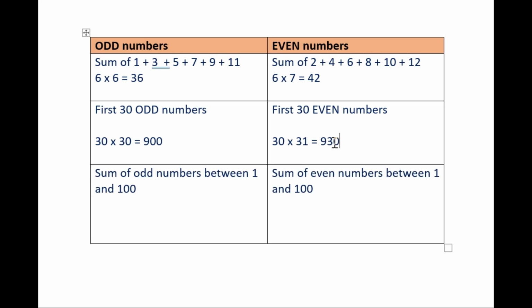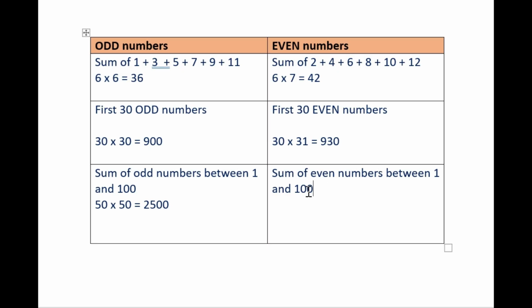Another quick example: the sum of odd numbers between 1 and 100. Between 1 and 100 there are 100 natural numbers, and out of these, the odd numbers are 50 and the even numbers are 50. So what it means is we have to do the sum of the first 50 odd numbers, as we did for the first 30 odd numbers. So the answer will be 50 into 50, which is 2500.